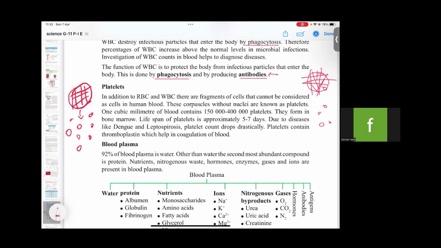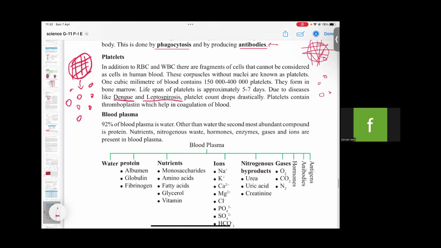When there are diseases like dengue, leptospirosis, the platelet count will reduce very quickly. Whenever they take a full blood count and they see the platelet level going down, they go and check for dengue. And the platelets contain thromboplastin. They will help in the coagulation of blood.